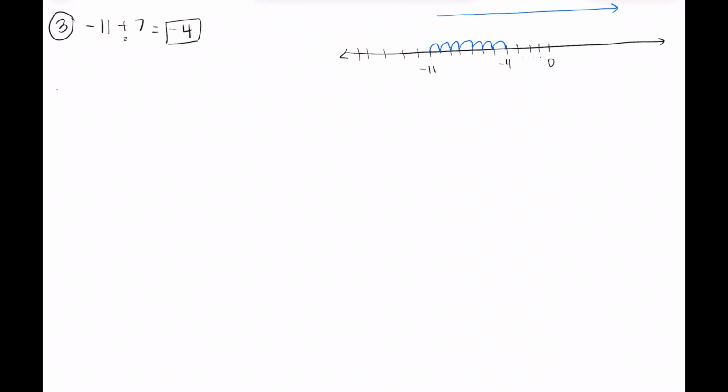So now that we've done 3 problems with the number line, for number 4 and the rest of our practice problems, we're going to make it a little bit more difficult to kind of test our knowledge.